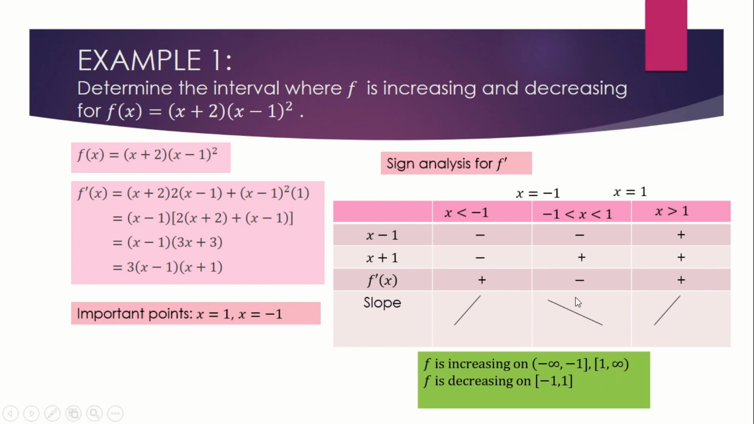And similarly, if you look at the graph here, f is decreasing in the interval -1 to 1. Alright, so therefore f is decreasing on -1 to 1. That is how we get the intervals of increasing and decreasing.